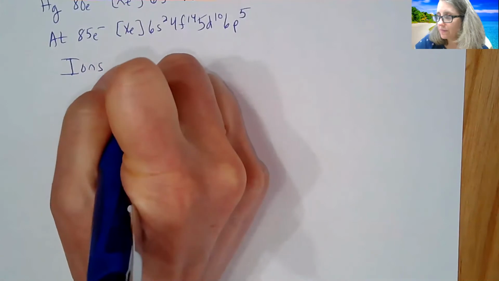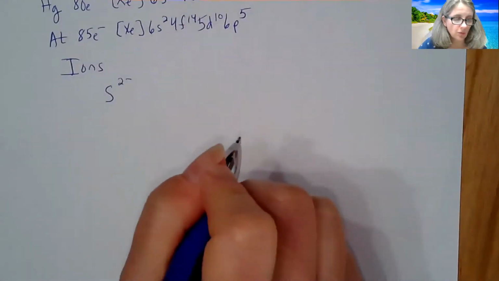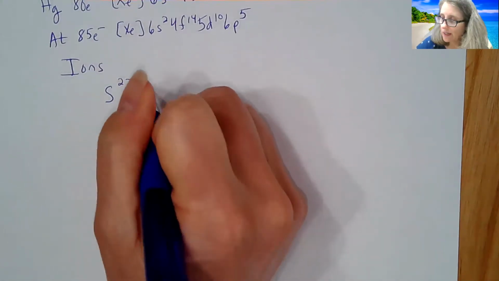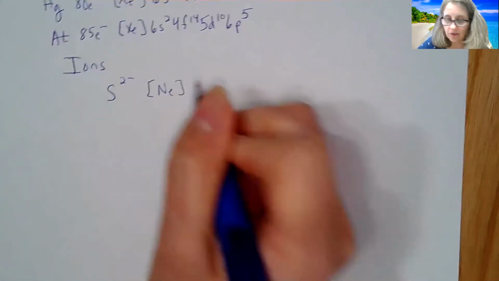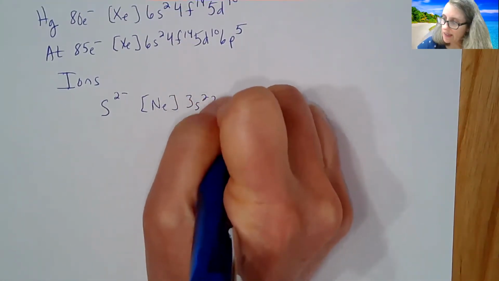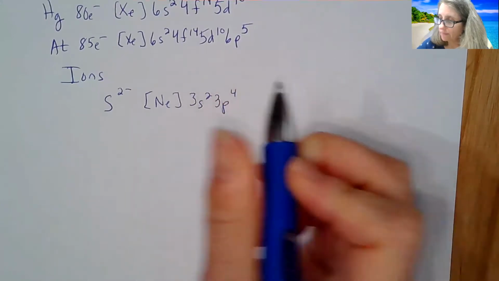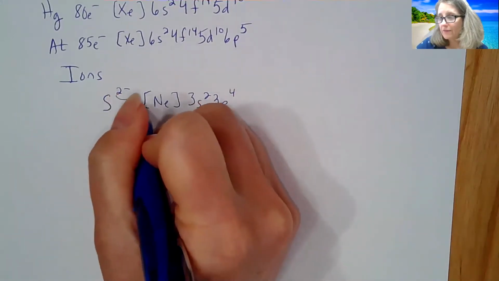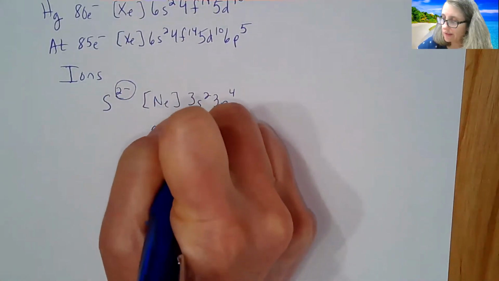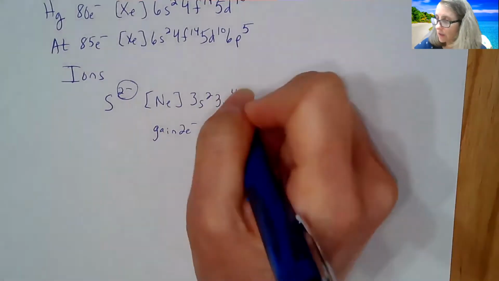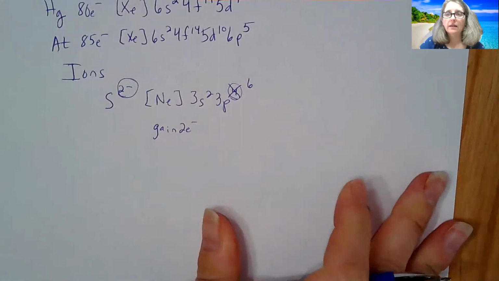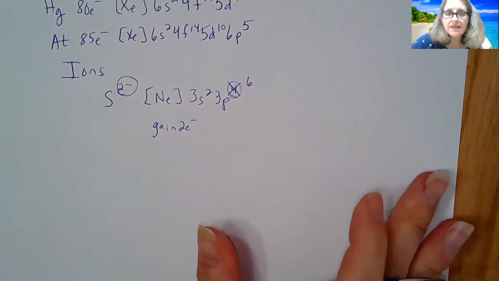So if I look up sulfur, sulfur is a -2 charge when it becomes an ion. So if I am writing sulfur's electron configuration, it's going to be neon 3s2 3p4 if it's just sulfur. But if I have a -2 charge, what has happened is it's gained 2 electrons. Well, where are those electrons going to go? They're going to go into that p energy level and orbital and fill it into a p6.